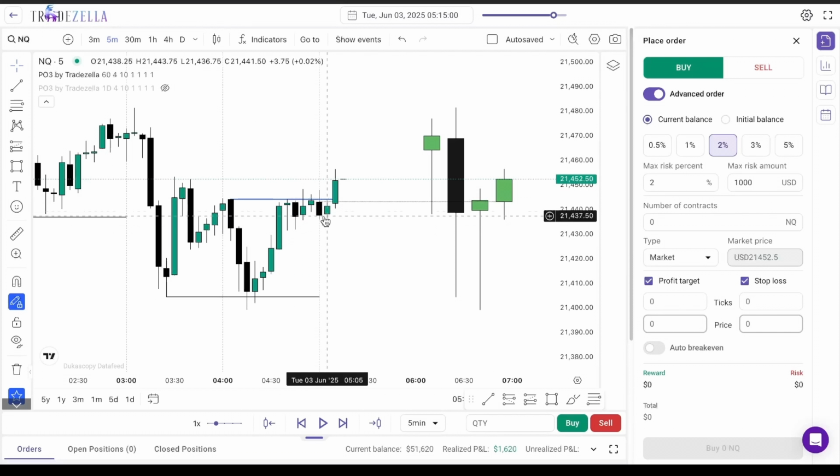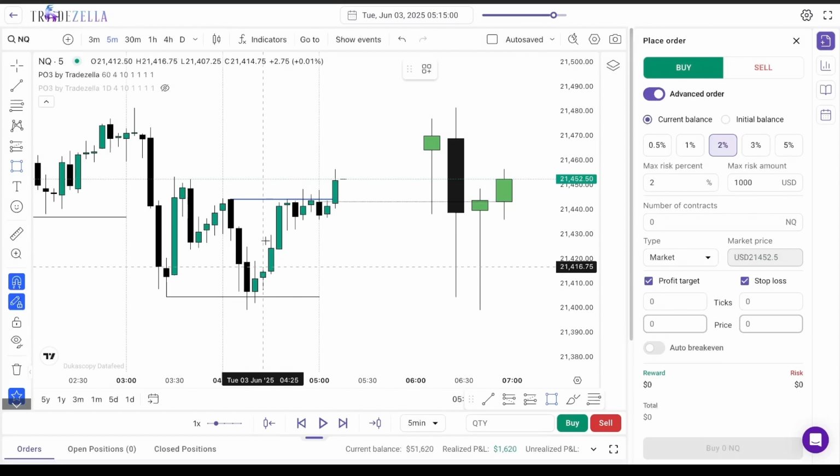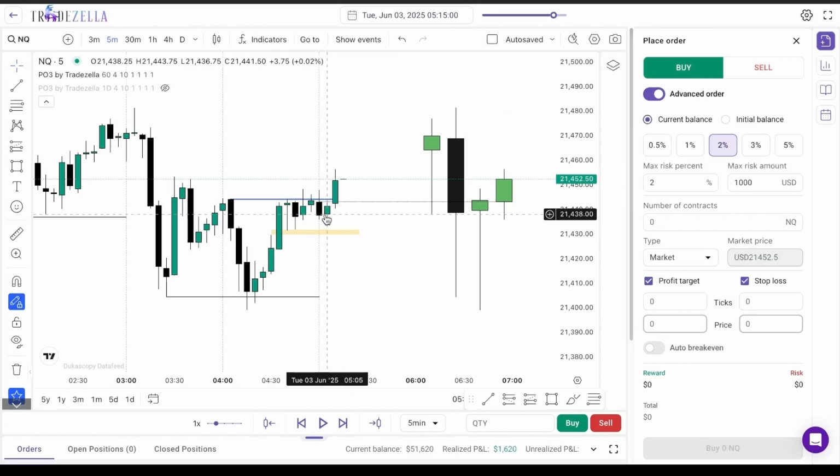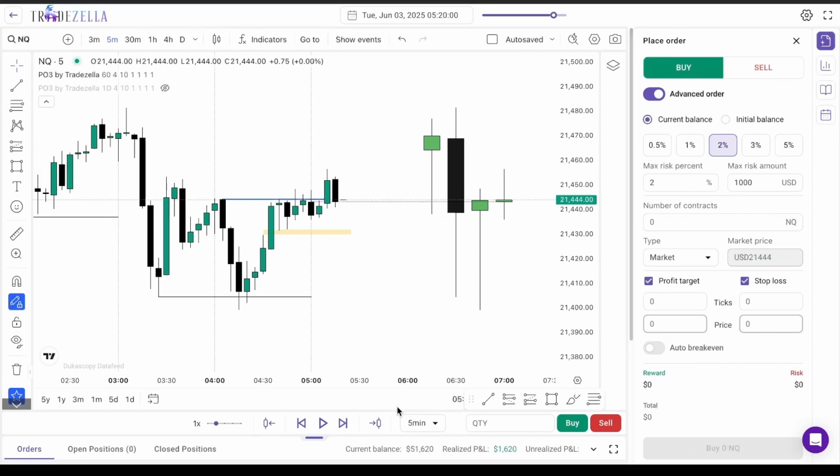Now I look in here. Do I trust any of these lows? No, because none of them reach into a point of interest. We have a fair value gap sitting right here. So I'm either going to have to wait for some more confirmation that these lows are going to hold, or I need to wait for a sweep and then a continuation entry.